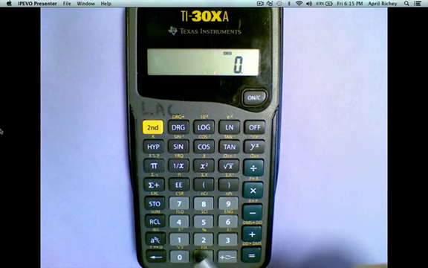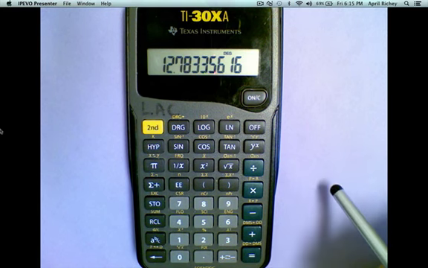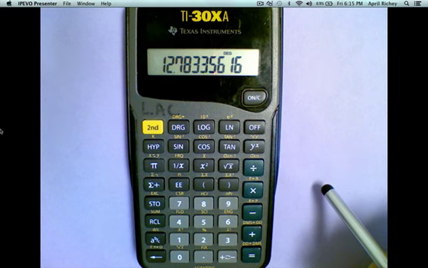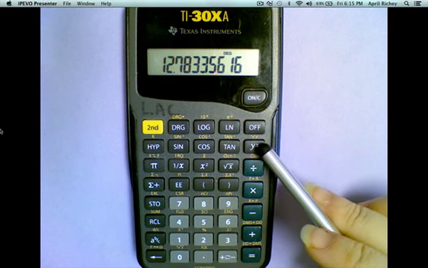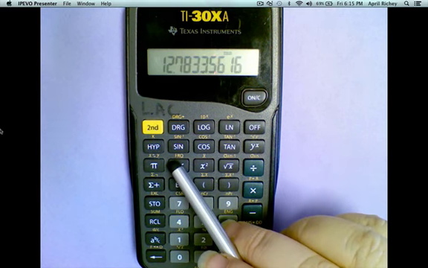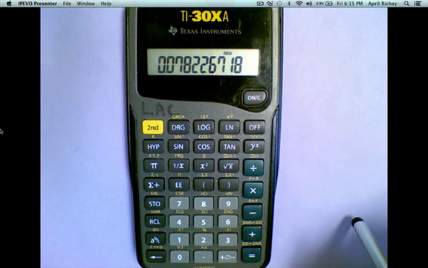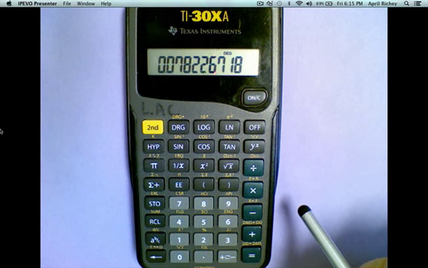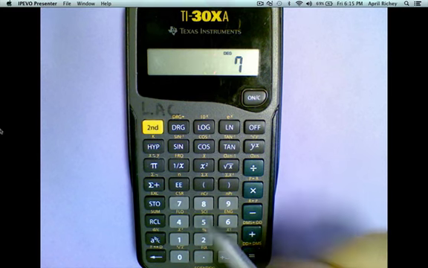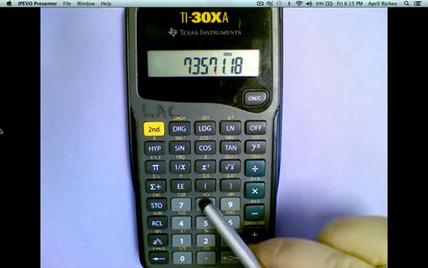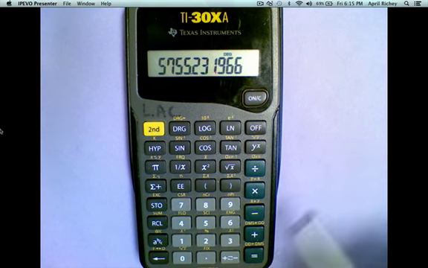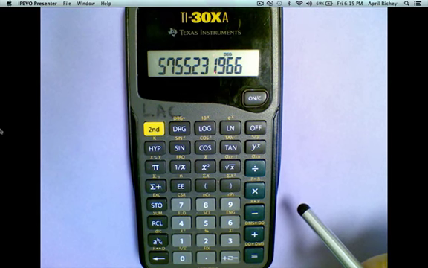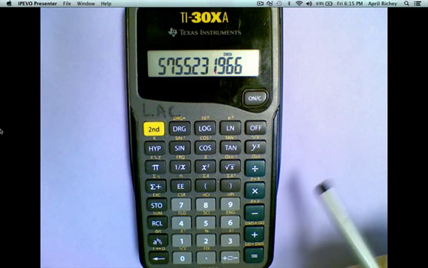Now I'm going to divide this by 0.06. And that gives me 12.78. Now I need to raise that to the negative 1 power. You can use your exponent key or you can use your reciprocal key. I'm going to use the reciprocal key, and I get 0.07822. And then finally multiply that by the 73,571.18. And when I do that, I get 5,755.231966.